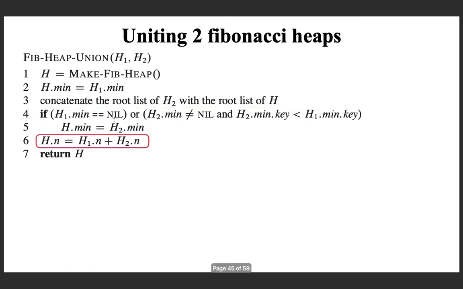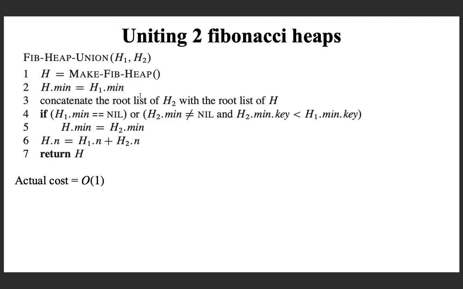And because you combined h1 and h2 into a single list, in the resulting instance the number of nodes will be the sum of the number of nodes in h1 and h2, and finally you return. What is the complexity? You can see that the actual cost is order of 1, because every operation here takes order of 1 time, even including this concatenate. That is what we saw in the last class.